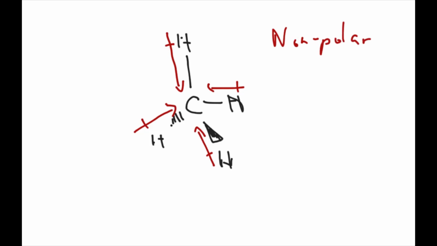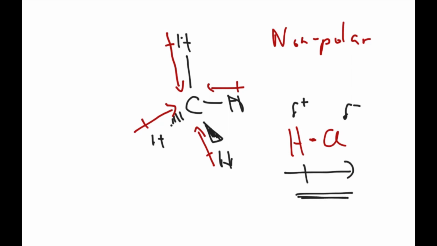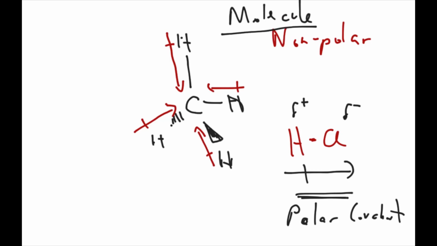non-polar. Now, why non-polar? Let's remember, if it was HCl, the chlorine is a delta minus charge, the hydrogen is a delta plus. There is overall a dipole, but there's nothing canceling out this dipole. It remains. So overall, this is a polar covalent molecule. This one, the methane, these dipoles are canceling each other out. So when the dipoles all cancel each other out, the molecule itself is nonpolar.